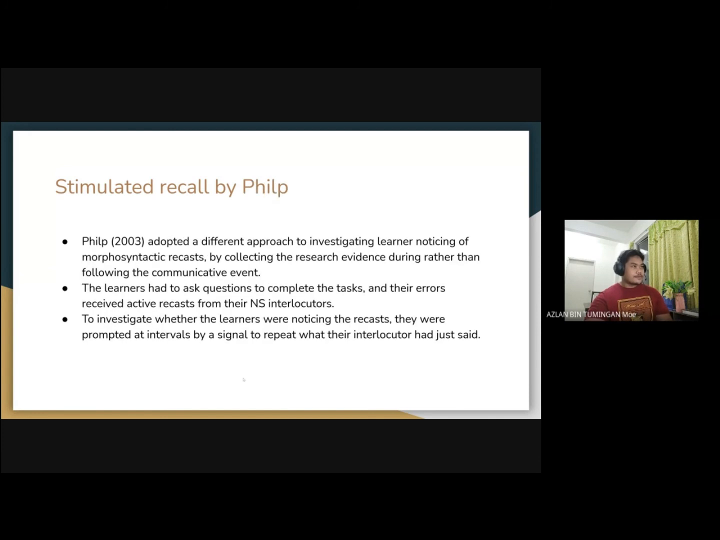And then a study by Philp. Philp adopted a different approach to investigate learners' noticing of morphosyntactic recasts by collecting the research evidence during, rather than following, the communicative event. The learners had to ask questions to complete the task, and their errors received active recasts from the native speaker interlocutors. To investigate whether the learners were noticing the recasts, they were prompted at intervals by a signal to repeat what the interlocutor had just said. Okay.